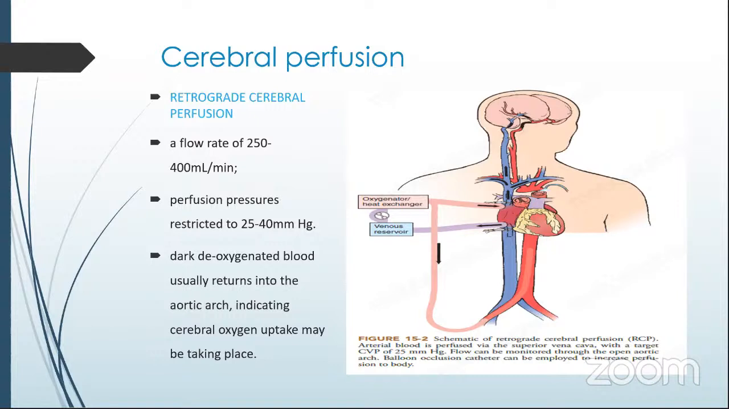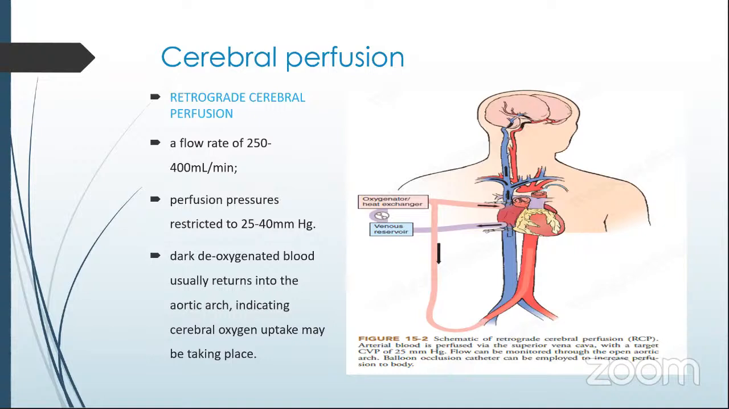Retrograde cerebral perfusion is usually done through the SVC. We cannulate the superior vena cava with almost a 24 French cannula attached to the arterial line via a Y connector, downstream to the arterial line clamp. The flow is usually about 250 to 400 ml per minute because it's a large vessel, but the perfusion pressure should be low because it's a venous vessel, so the perfusion pressure should be 25 to 40 mmHg.